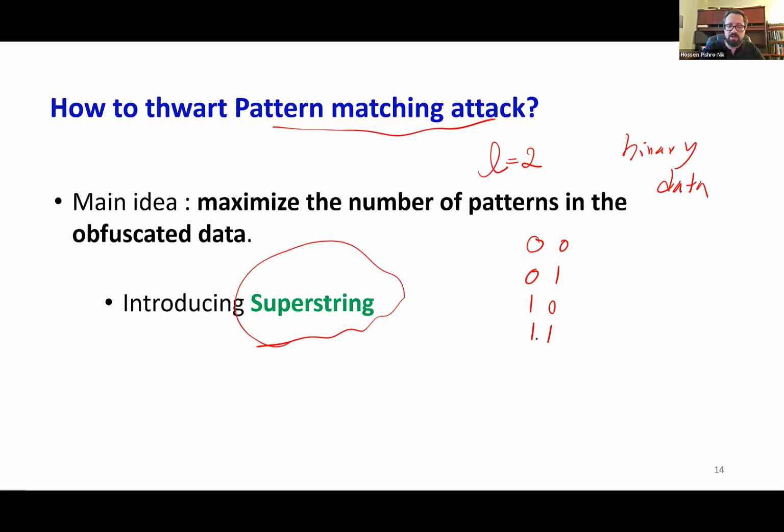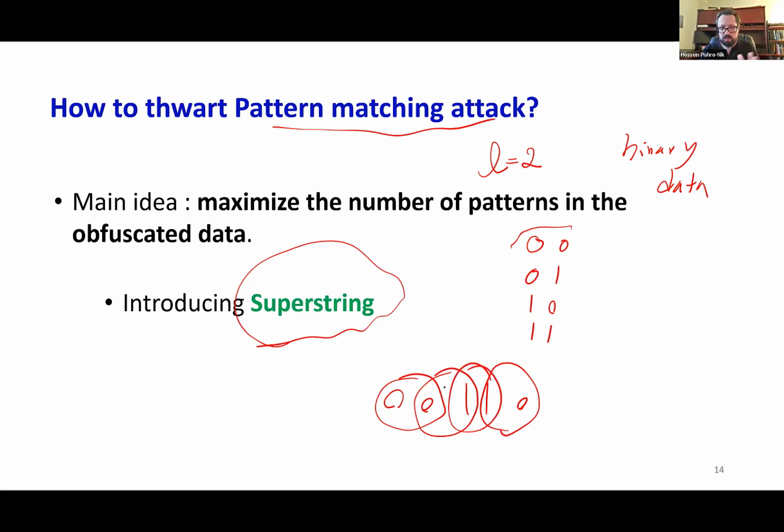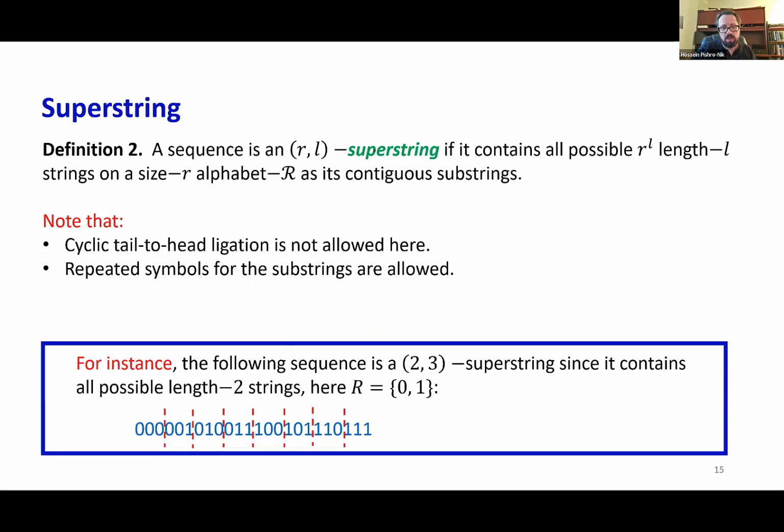Now, what's a superstring? Here is an example of a superstring. Why is it a superstring? Because it has all of these patterns as a substring. So it has 0, 0, it has 0, 1, it has 1, 0, and it has 1, 1, as consecutive, contiguous substrings. So it has all of these. So this is a valid superstring for patterns of length 2. So that's the concept of a superstring.